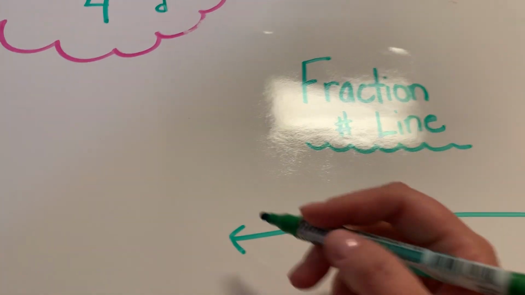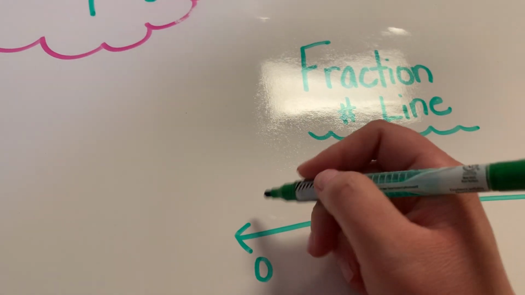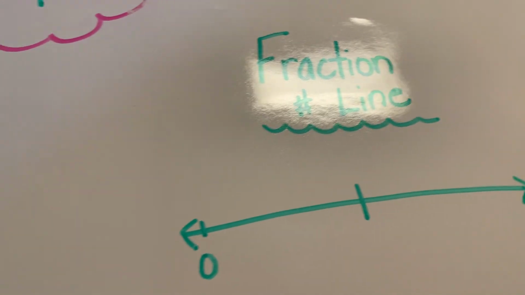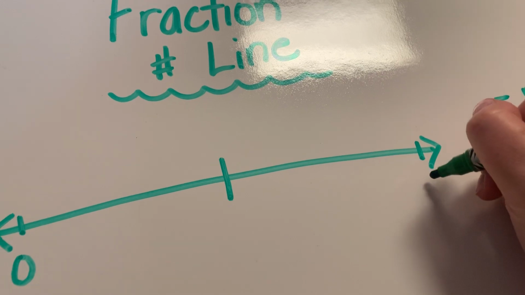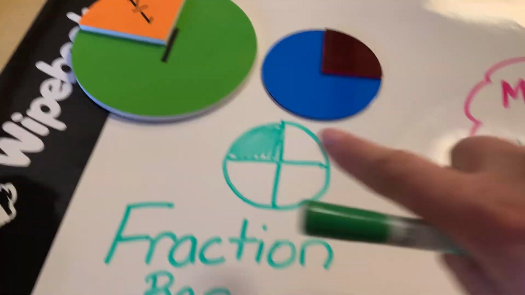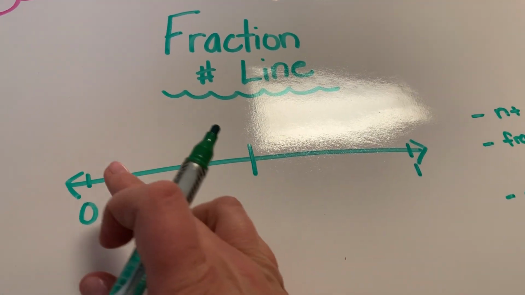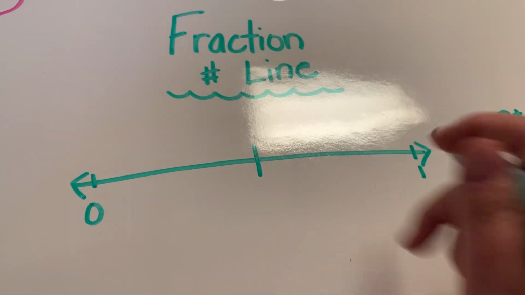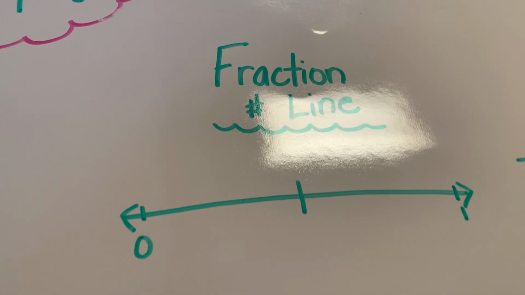Now, our fraction number line is always gonna start at a 0. So I'm gonna put a little tick there to start at 0. And it's always gonna end at 1 because 1 is our whole number. Okay? That is our whole pie or our whole pizza. 1 represents our whole number. Anything else on this fraction line is going to represent the parts of the whole number. Okay?